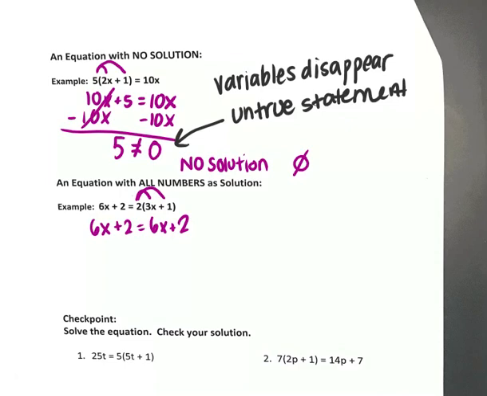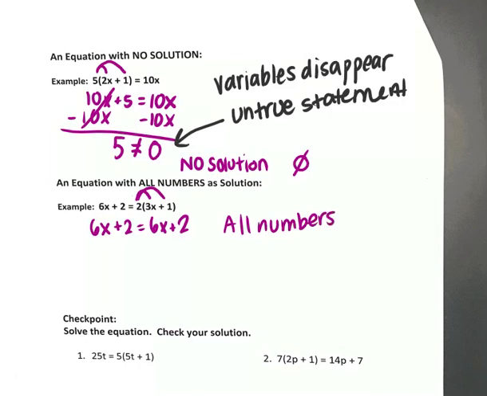So if I plugged in 0 here, for instance, this side would give me 6 times 0 is 0, so that would give me 2. If I plugged it in over here, 0 times 6 would be 0 plus 2, so I'd get 2 equals 2, which is true. So 0 is a solution. But I could plug in 1, and I would get 8 equals 8, so 1's a solution. So we can't just sit there and list every single number. So in that case, we would just say all numbers.